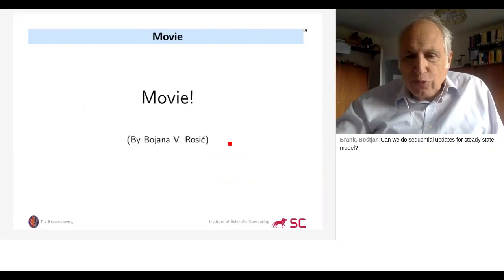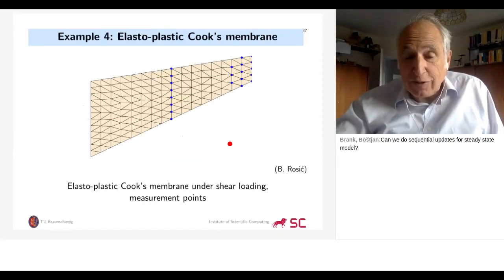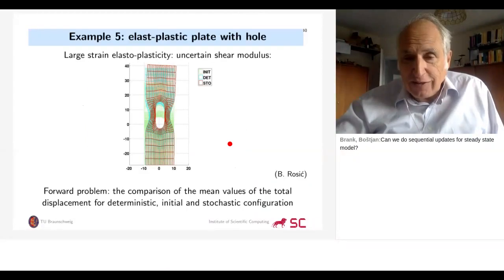And now I wanted to show the movie on how to update this. This is an elastic plastic model, and you can find what is the yield stress. Okay, but unfortunately, I can't run the movie. I'll have to find a way of doing it. So it's another example, a plate with a hole. Okay.